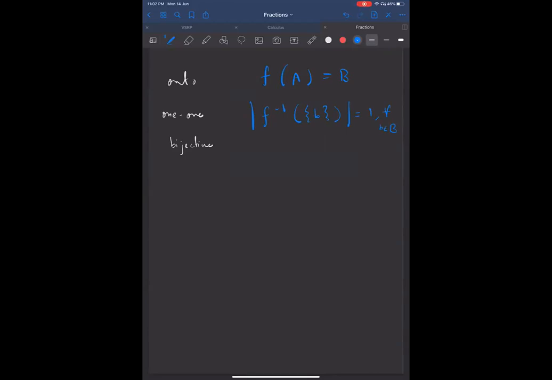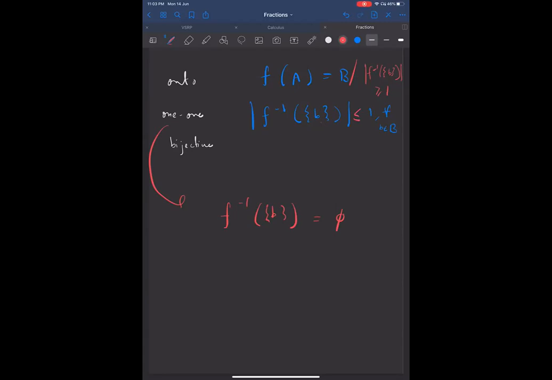And just to remind what I was writing in the previous case, onto: how can you write onto? F inverse of B is not equal to zero for any B. So this is greater than or equal to 1, and this is equal. Now how can we write bijection? Both will be equal. This is less than or equal to 1, because this can be 0 also. In 1-1, there can be some B in B which is not having any preimage.